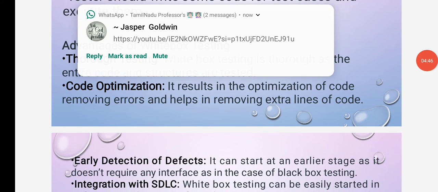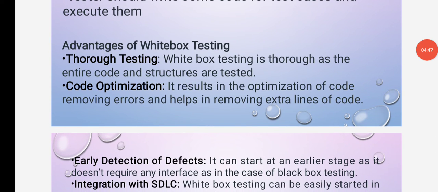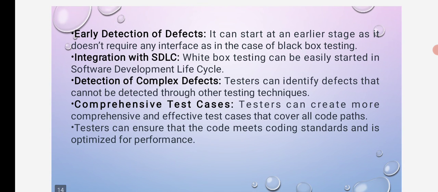Advantages of white box testing. Thorough testing: white box testing is thorough as the entire code and structure are tested. Code optimization: it results in optimized code, removing errors and helping in removing extra lines of code. Early detection: testing does not require any interface as in the case of black box testing.